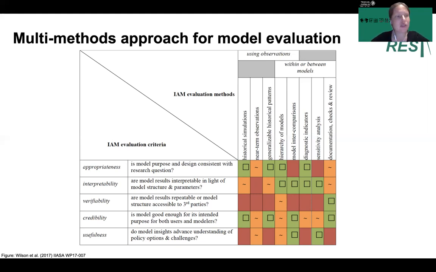Now, in today's talk, what I will mostly speak about is actually this example of historical simulations and how they can be used, because I believe that this is an area where we as a community do a little bit too little to benefit our models.